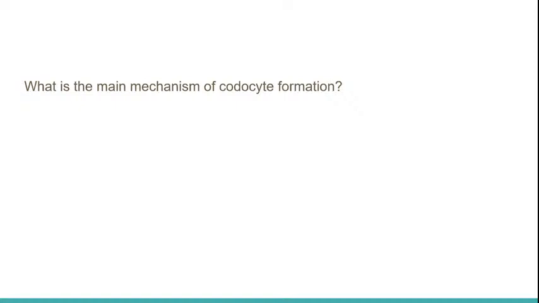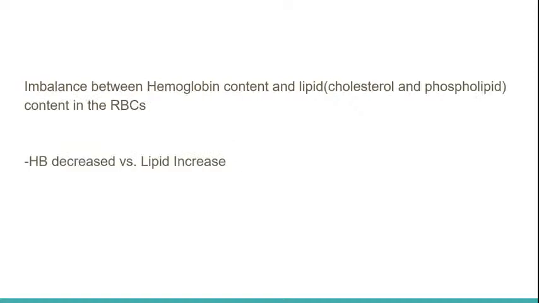Now, what happens is there's less hemoglobin than that of the lipid content, which is cholesterol and phospholipid, as I mentioned before. So there's an imbalance. Basically, there's an imbalance between hemoglobin and lipid. So hemoglobin is decreased, whilst the lipids increase.